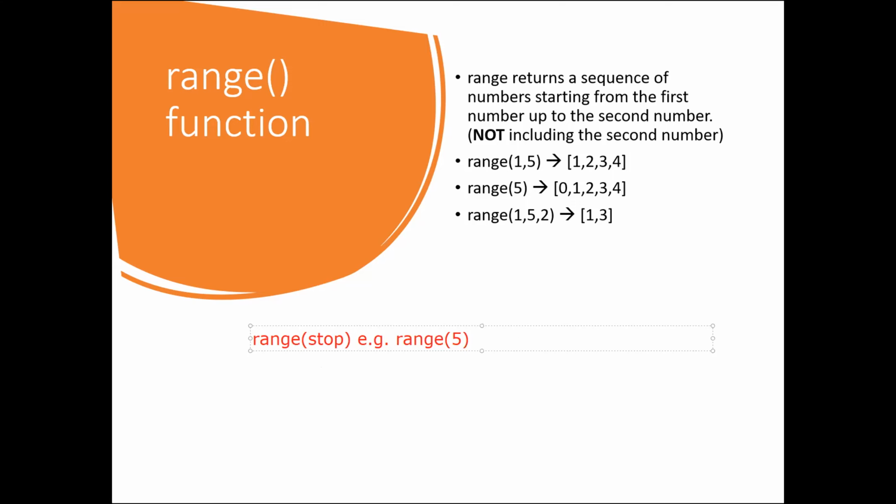the value starts with 0, then goes up to 4. 5 is the stop value; start, stop and step we used to say. So we start with 0, 1, 2, 3, 4. It goes up to 5, not including 5. But if you use range with two values, that means you specify start and stop.